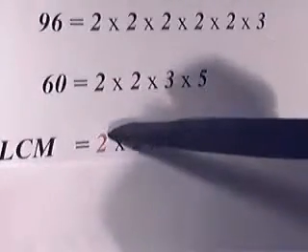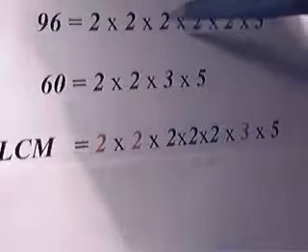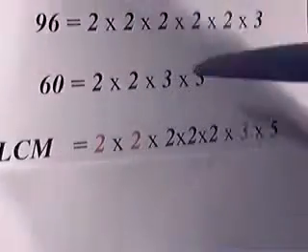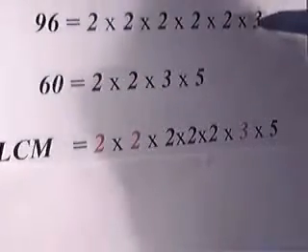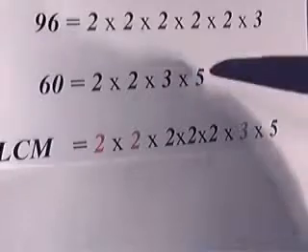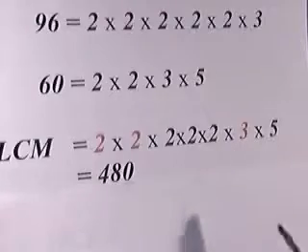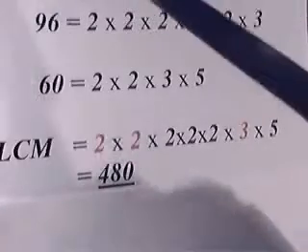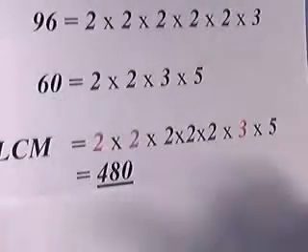This 2 in red corresponds to this common pair. This 2 in red corresponds to this common pair. The 3 2's here in black correspond to these 3 2's here, 2 times 2 times 2. There they are. This red 3 corresponds to this common pair of 3's. And then on the end we've got the 5. That has to be included. And now when you multiply them all together, you will get the answer. 480 is the lowest common multiple of 96 and 60.